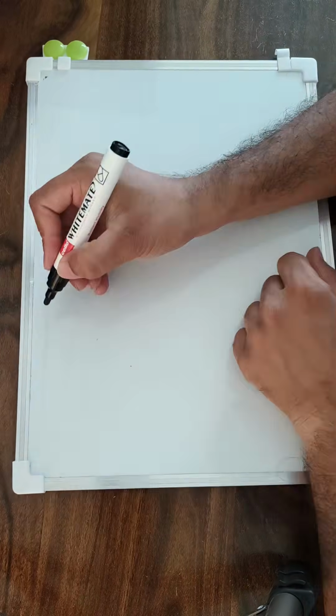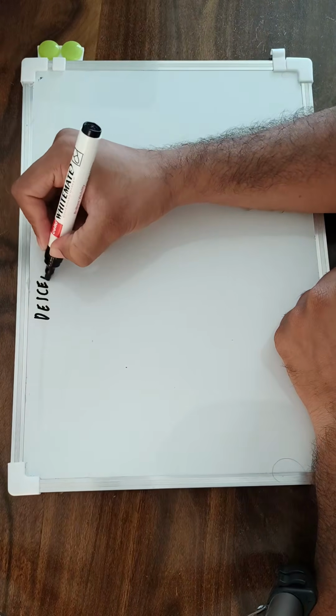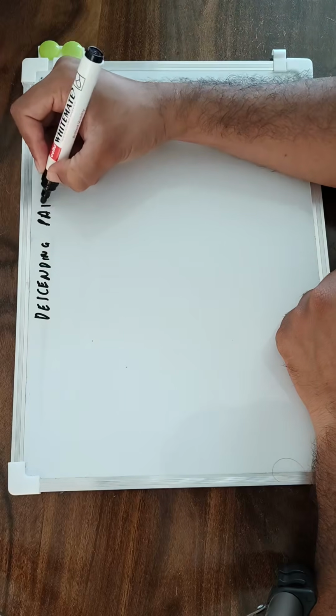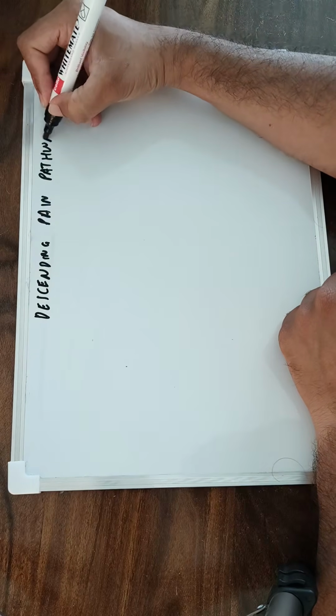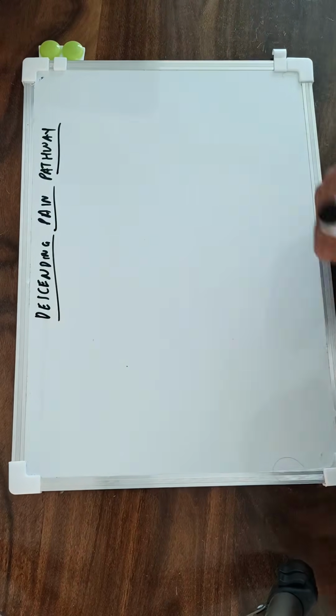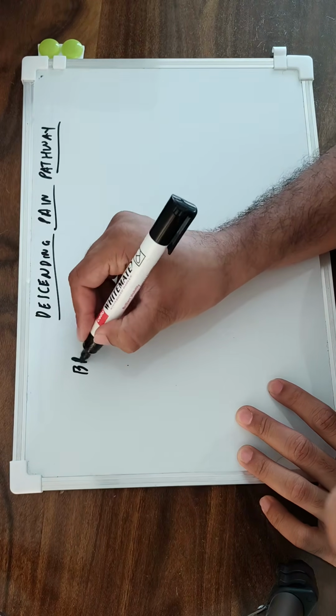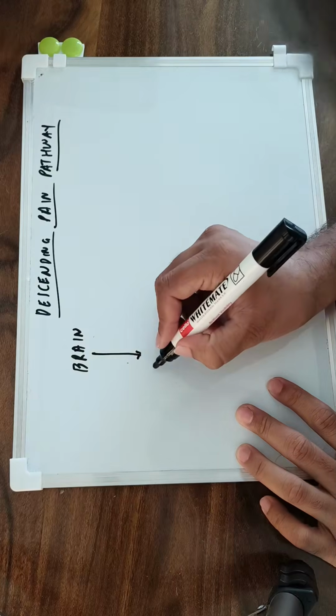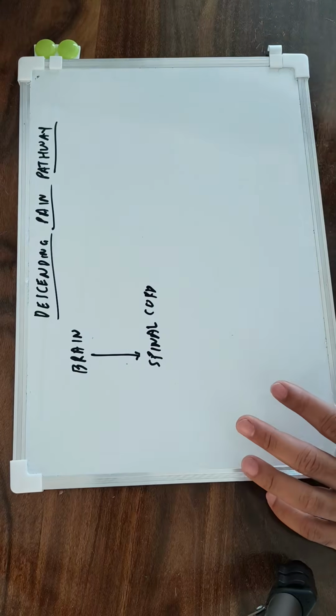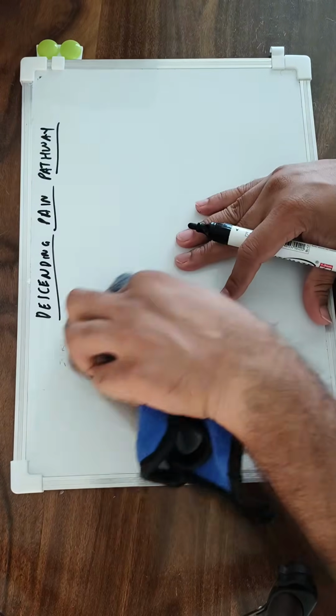Hello everyone. Today we are going to discuss the descending pain pathway. Before discussing, let's overview this pathway. The descending pain pathway basically travels from brain to spinal cord. So this is the basic overview of the descending pain pathway.